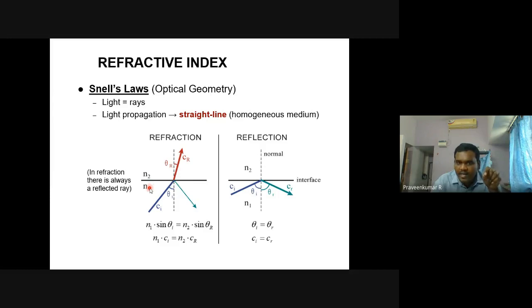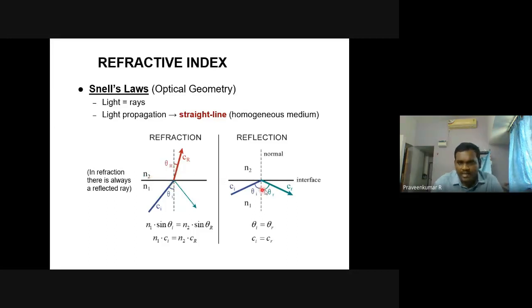Inside the fiber material, N1 is based on the core and N2 is based on the cladding. But generally, in a theoretical value, if you are discussing, N1 will be the air medium and N2 will be the other medium which we are going to transmit the information. But inside the core or inside the fiber material, N1 is core and N2 is cladding. That is the thing you have to differentiate between core inside the fiber material in general definition.